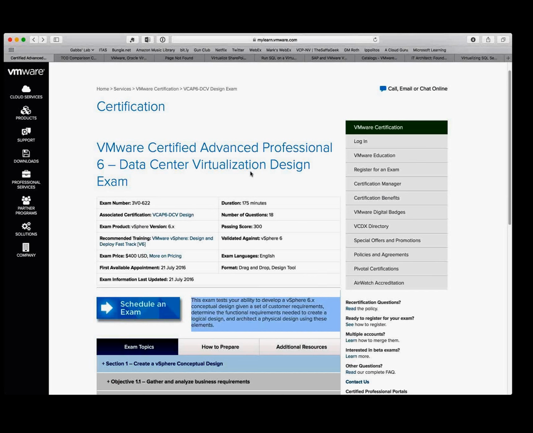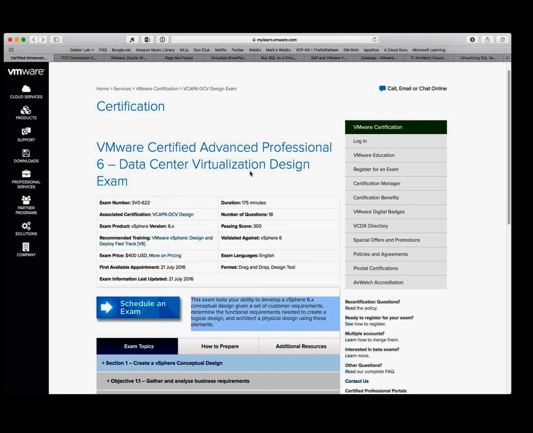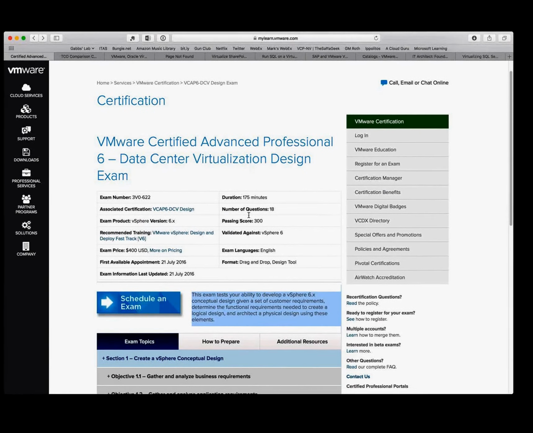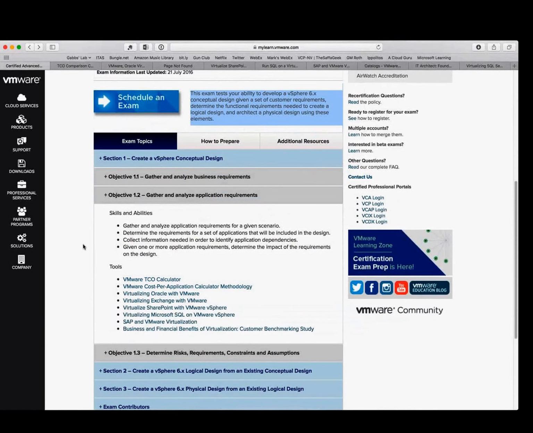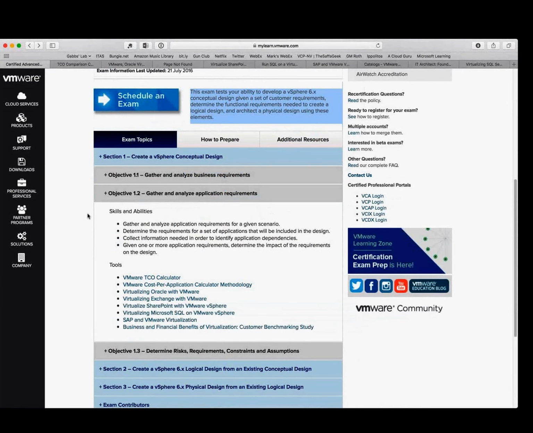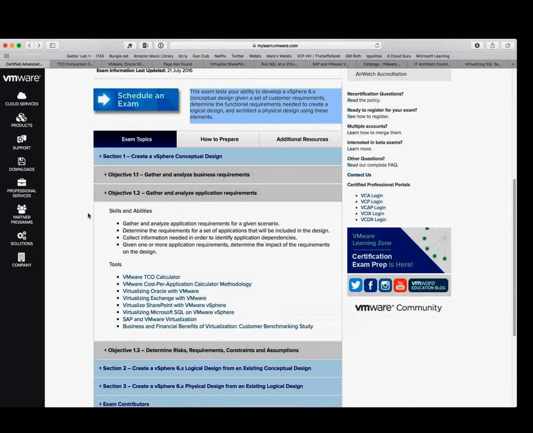So, let's start with what we're all here to go over, right? It's the VCAP DCD exam in version 6. I'm sure some of you are taking this as your first VCAP, and I'm sure there are just as many people looking to upgrade from a VCAP version 5. Let's start with the basics. Objective 1.2 is the focus of today's session, and it's all about application requirements: trying to figure out how to take what a business is articulating as a recovery point, a performance point, or a DR or availability requirement.